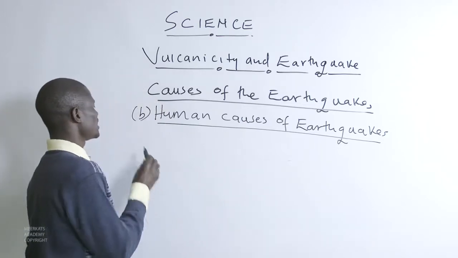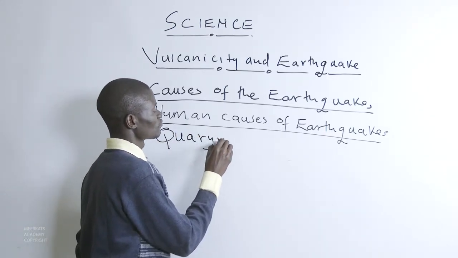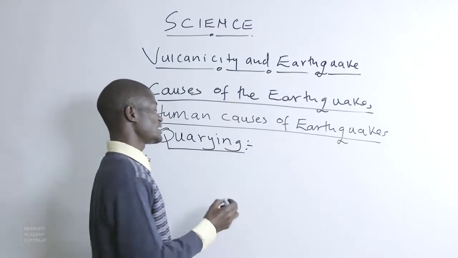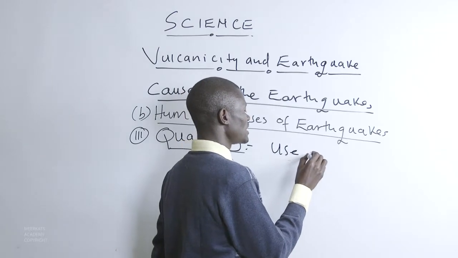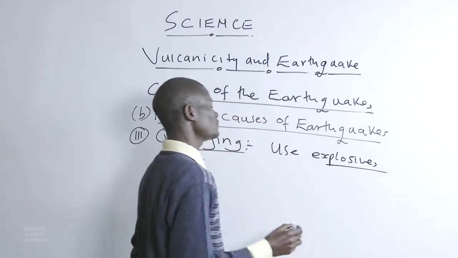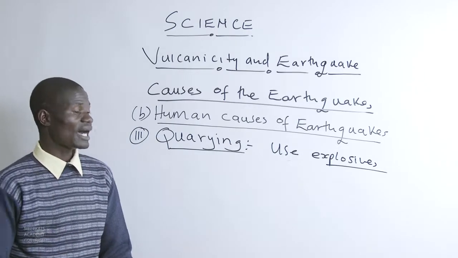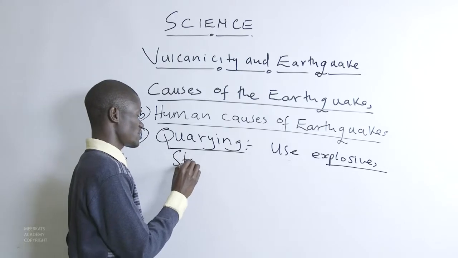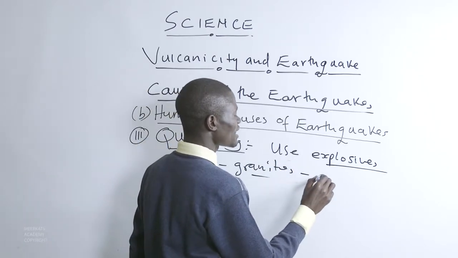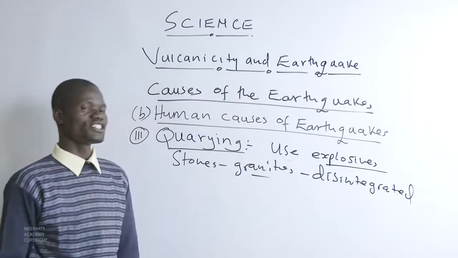We also have another cause that is done by humans: quarrying. Most of the time in quarrying activity, we use explosives. Explosives are used to strike some crust or rock so that it disintegrates into smaller pieces that we are able to carry and use for particular purposes. These stones, such as granites, when quarried, are disintegrated into small pieces.